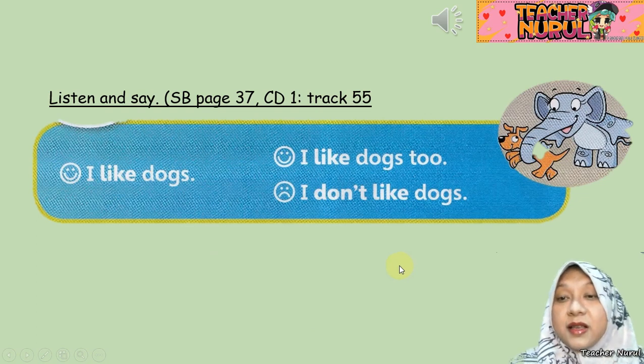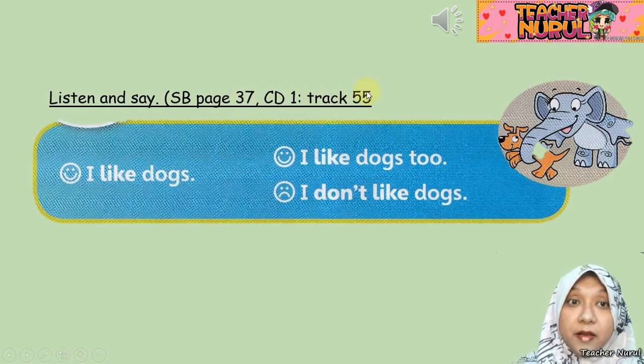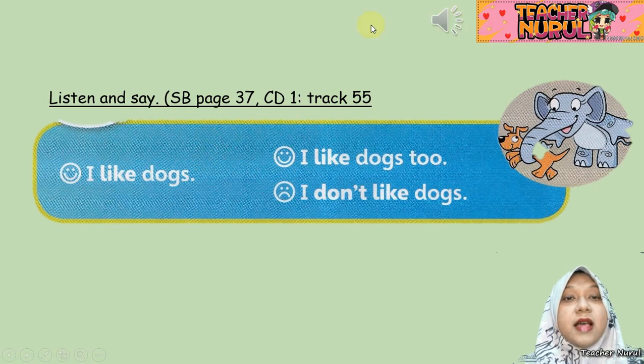Now, let us do some exercises. This is the listen and say exercise. This is from the Superminds book, page 37, from CD1, track 55. Now let's listen to the audio.